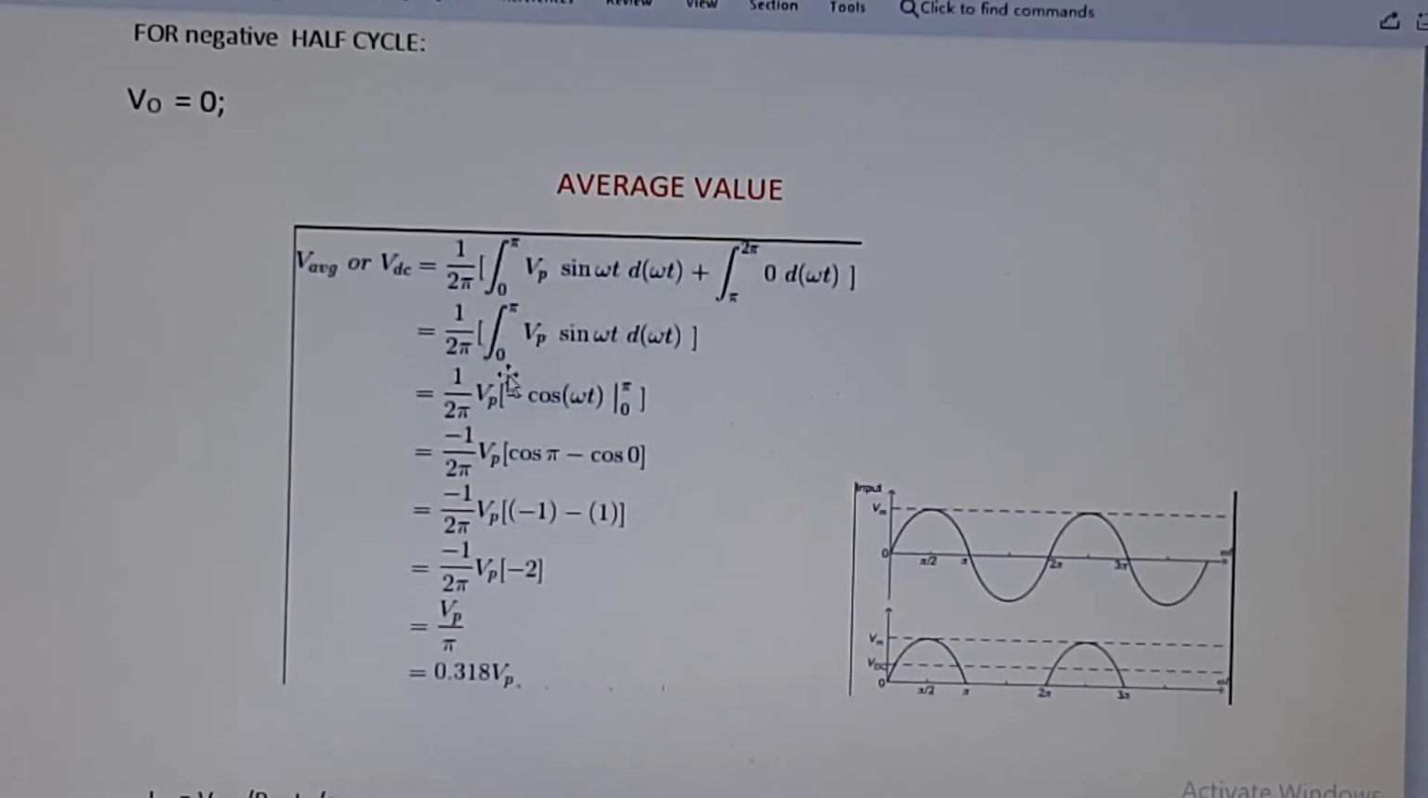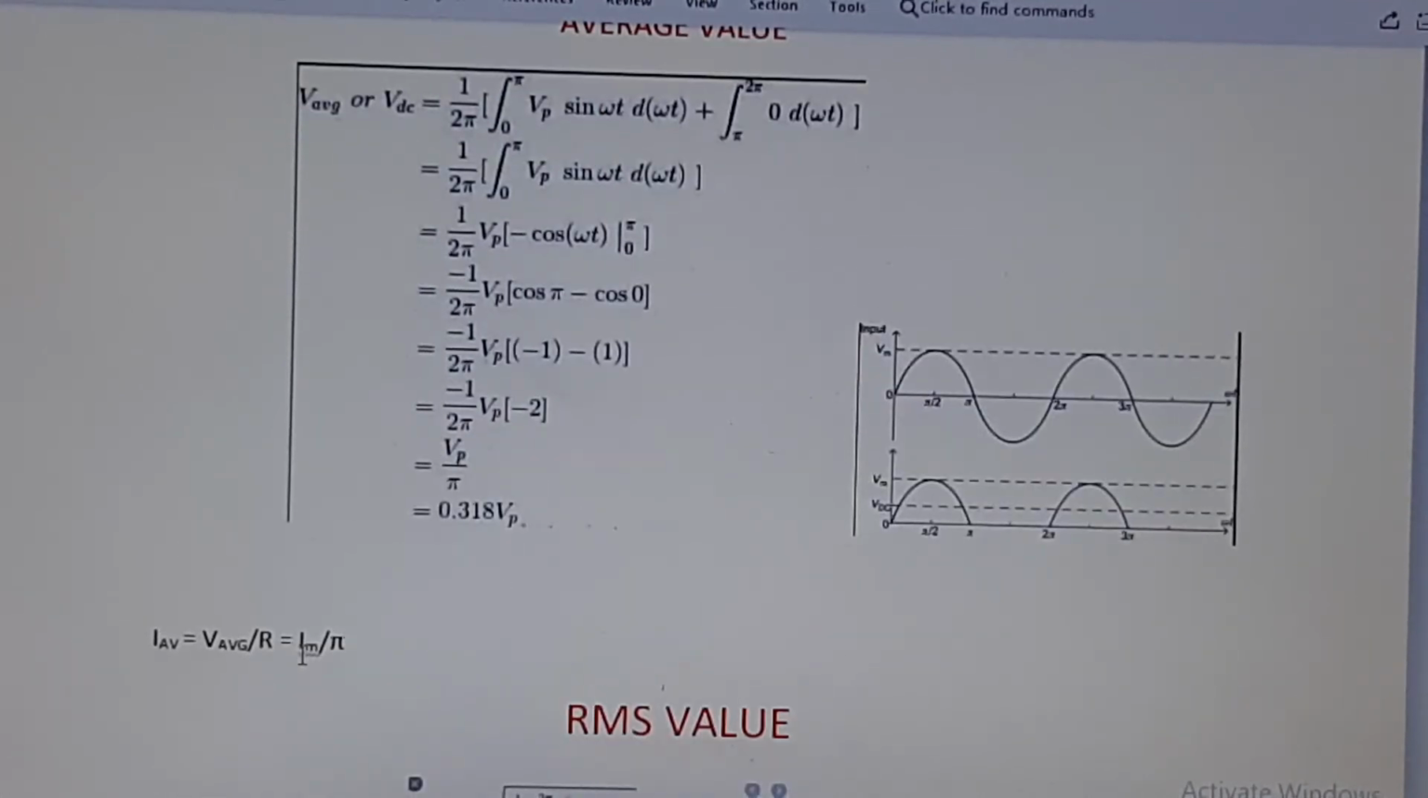If we integrate this, we get 1 by 2 pi Vp, and the integration of sine omega t gives minus cos omega t. If we solve this, we can easily find that it is Vp by pi, which is 0.318 Vp. So this is the average value of the input signal, and from this average voltage value, we can easily find out the average current value. I_AV is equal to V_AVG by R, or Im by pi R.